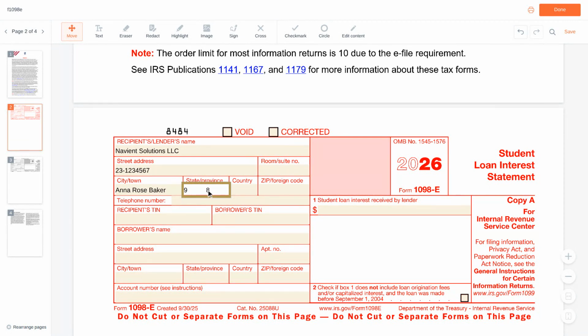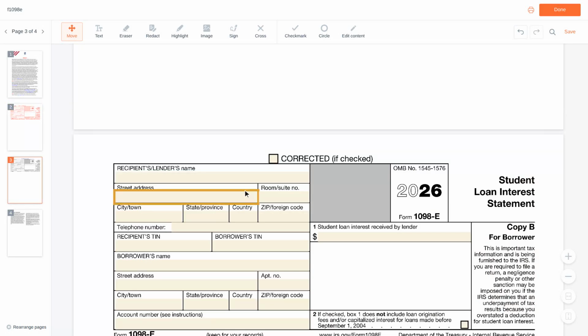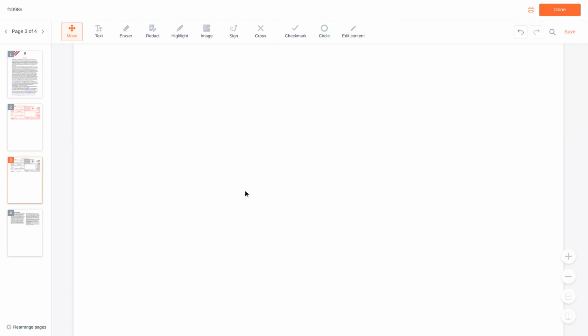Box 1 shows the total amount of student loan interest you paid during the year. This is the key number you need to claim the deduction. Box 2, if checked, indicates that the amount in Box 1 does not include loan origination fees or capitalized interest paid before 2004. Loan origination fees on loans made after 1997 are treated as interest and are deductible if paid. The deduction phases out for single filers with modified AGI above $75,000 and for joint filers above $155,000.